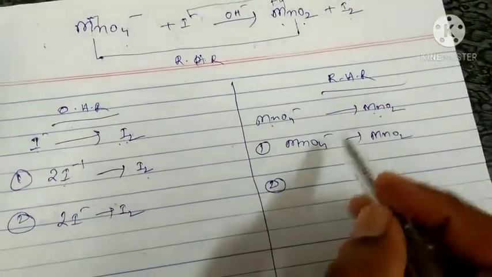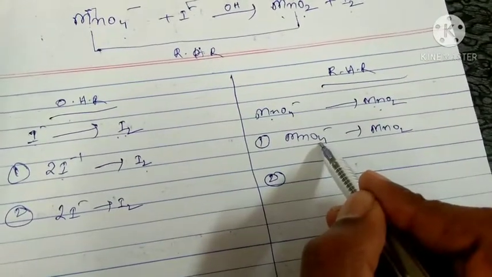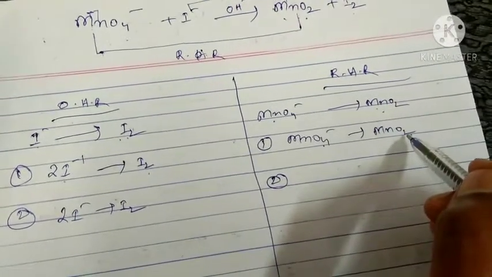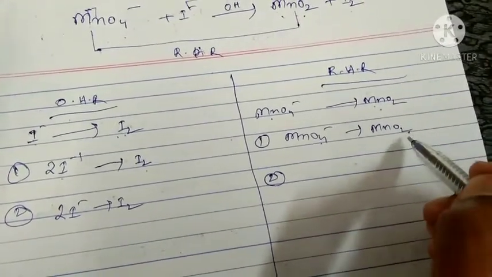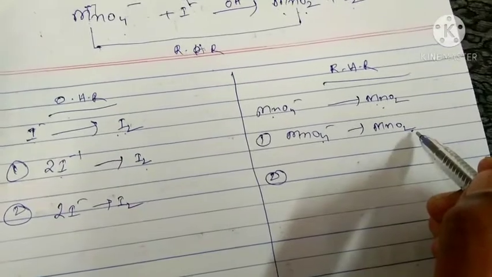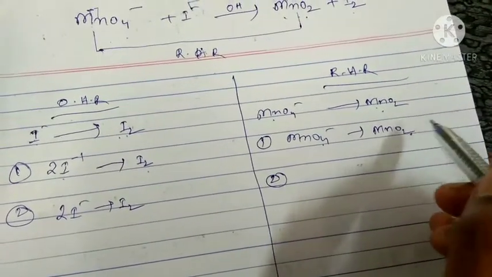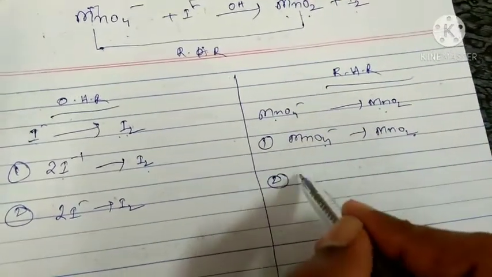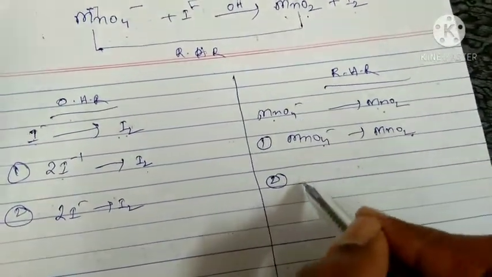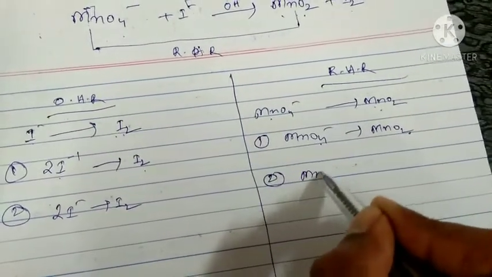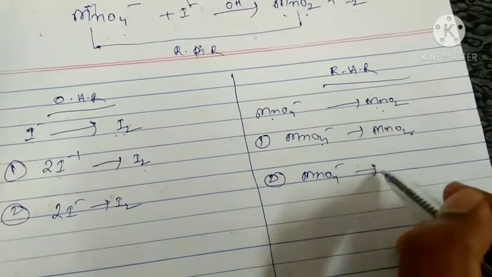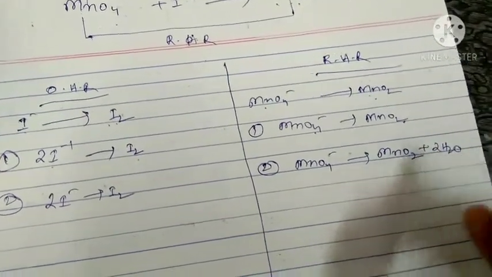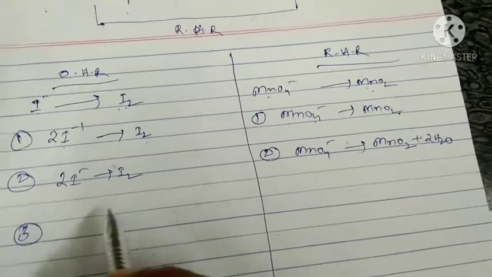In the second step, here 4 oxygen atoms are present on the left side and 2 oxygen atoms on the right side. So oxygen atoms are fewer on which side? The right side. We have to add 2 H2O molecules, in acidic medium or basic medium, to balance oxygen atoms. So the H2O molecules should be added to the right side, and the equation becomes MnO4 minus gives rise to MnO2 plus 2H2O.